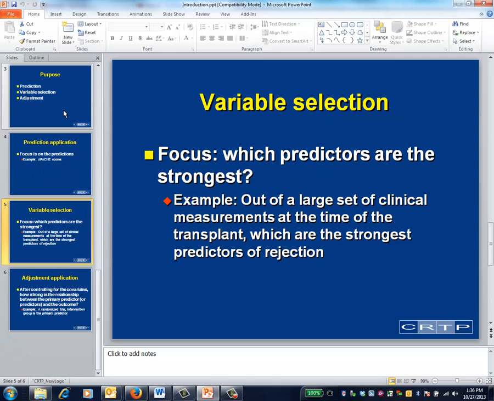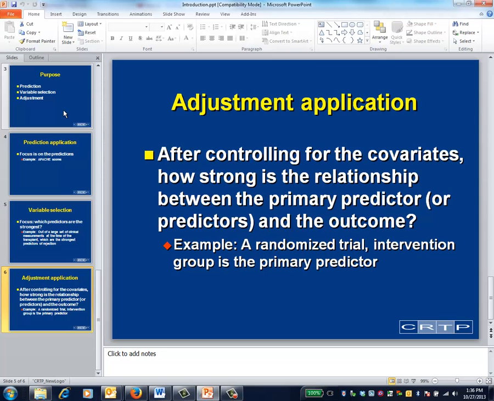For variable selection application, the primary research question is which, out of a large group of variables, are the strongest predictors of outcome. For example, which out of a large set of clinical measurements most strongly predicts the rejection of an organ transplant. Although you might have some preconceived notions about which of these predictors might matter the most, you haven't subdivided them into primary versus secondary, and instead will let the data decide.